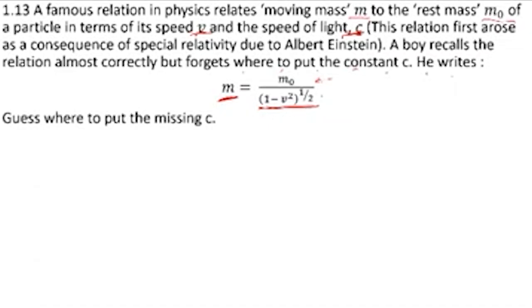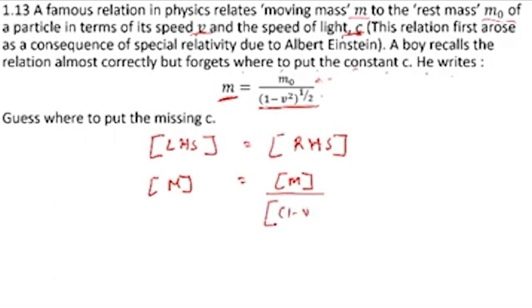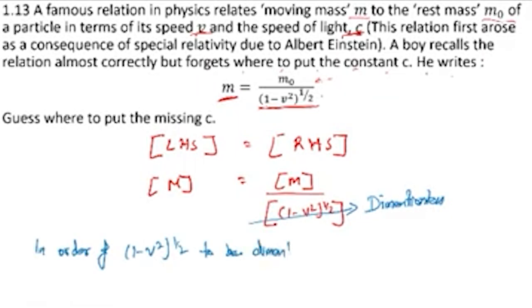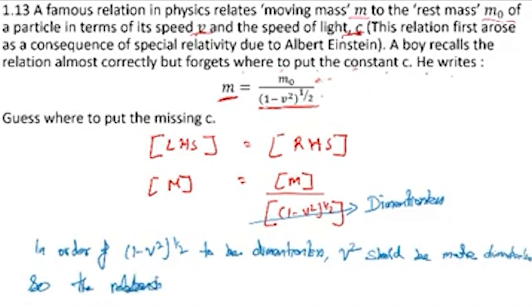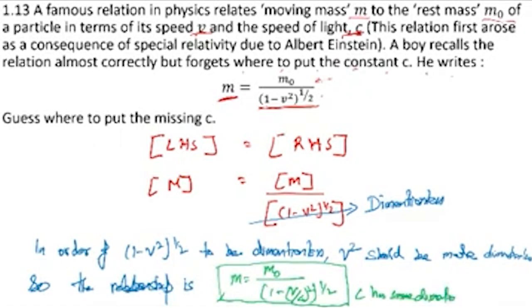Also we see that here a constant with no dimension is being subtracted from a dimension of meter square per second square. So let's solve this. The dimension of both the sides should be equal, so the denominator of the relation should be dimensionless. So in order for 1 minus v square to be dimensionless, v square should be made dimensionless. So v should be divided by the constant c such that it becomes dimensionless, and this subtraction is valid. Also this denominator should become dimensionless.